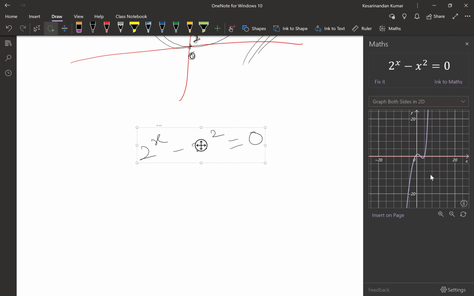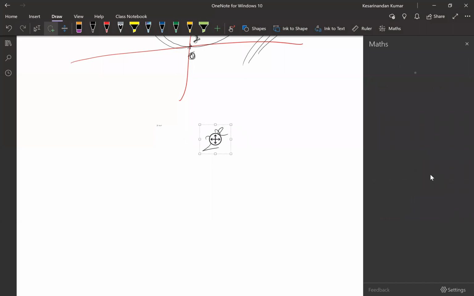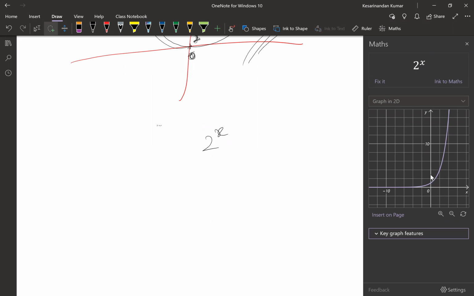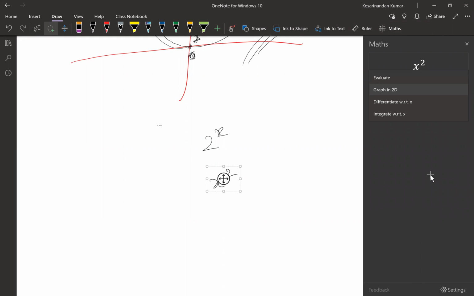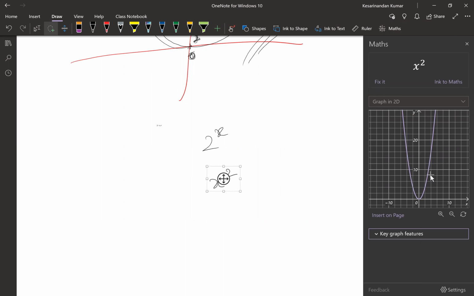No, this is not it. Just give me a minute guys. This is your 2 raised to x, and for x square, let's graph it. Okay, so it does not show individually. Then let's plot it here itself.